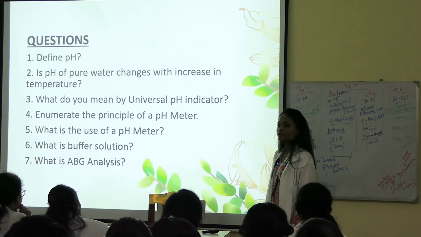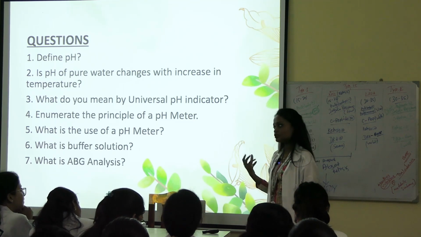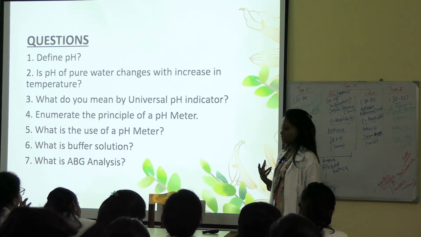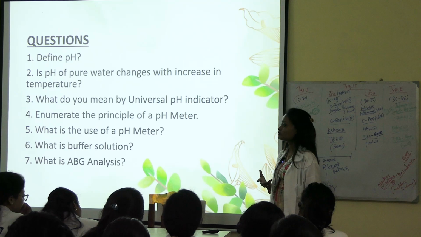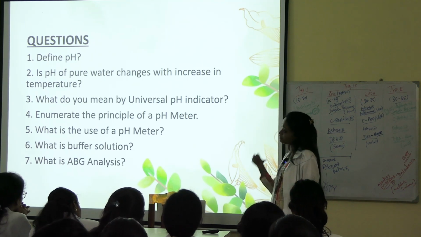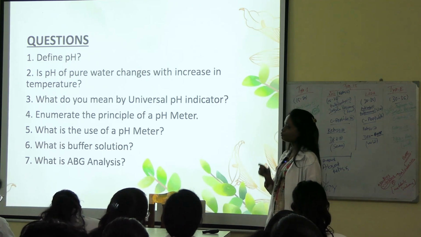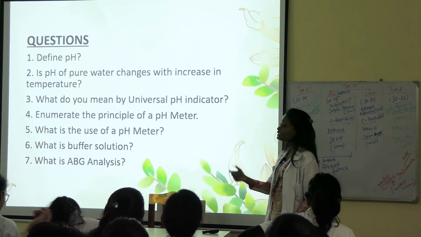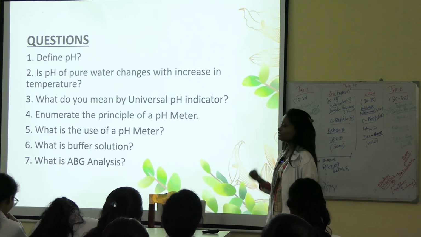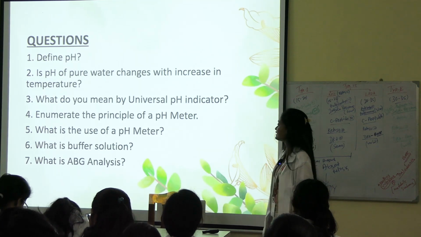What is universal pH indicator? This is a combination of various indicators in one solution or in a strip, like methyl red, thymol blue, bromothymol blue, bromocresol green. So these are the various indicators, and all are available in one strip or one solution. This shows changes in color, like red to orange, orange to green, green to blue. For every pH there will be one indicator, one color change. So this is universal pH indicator.